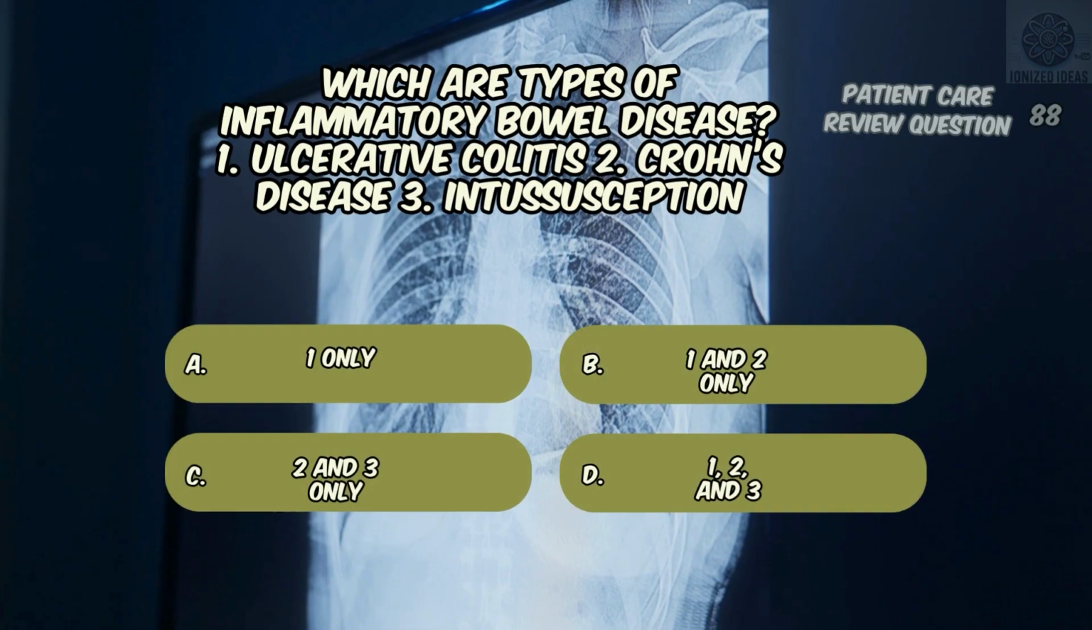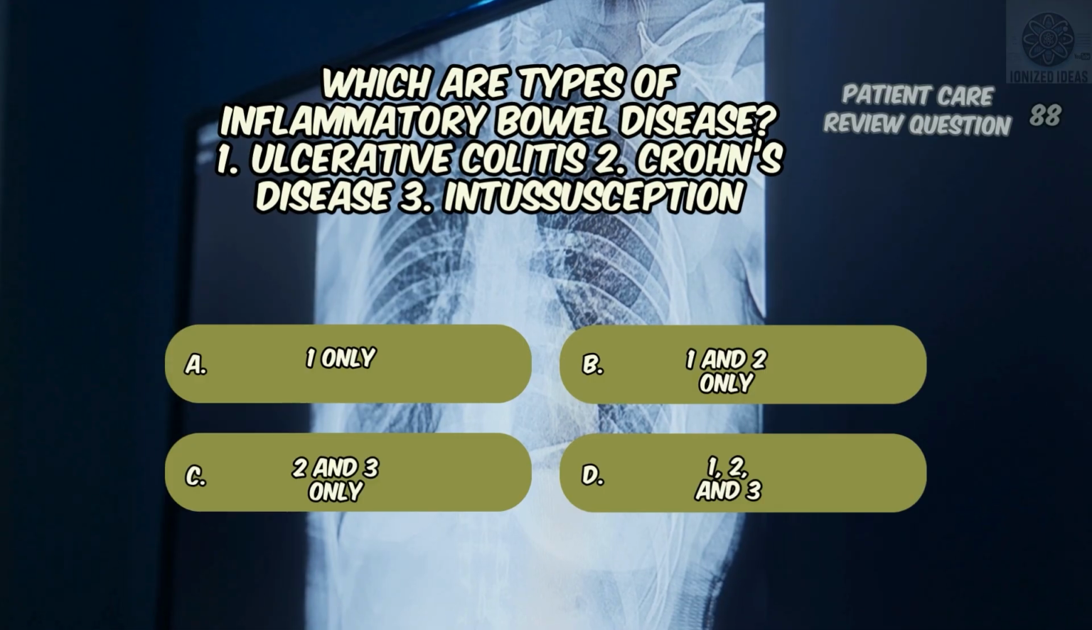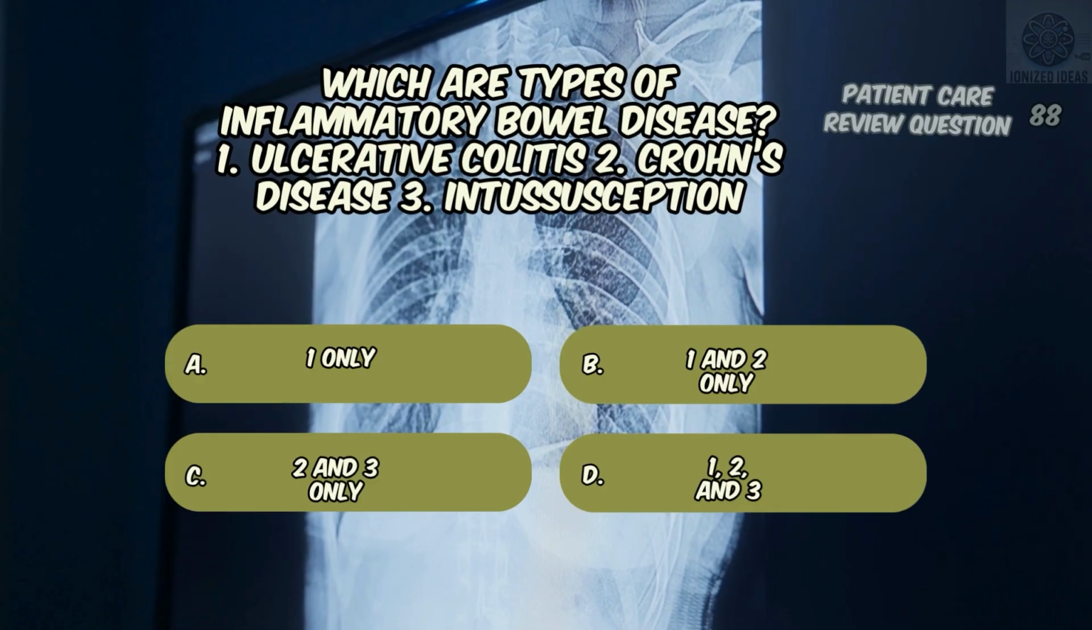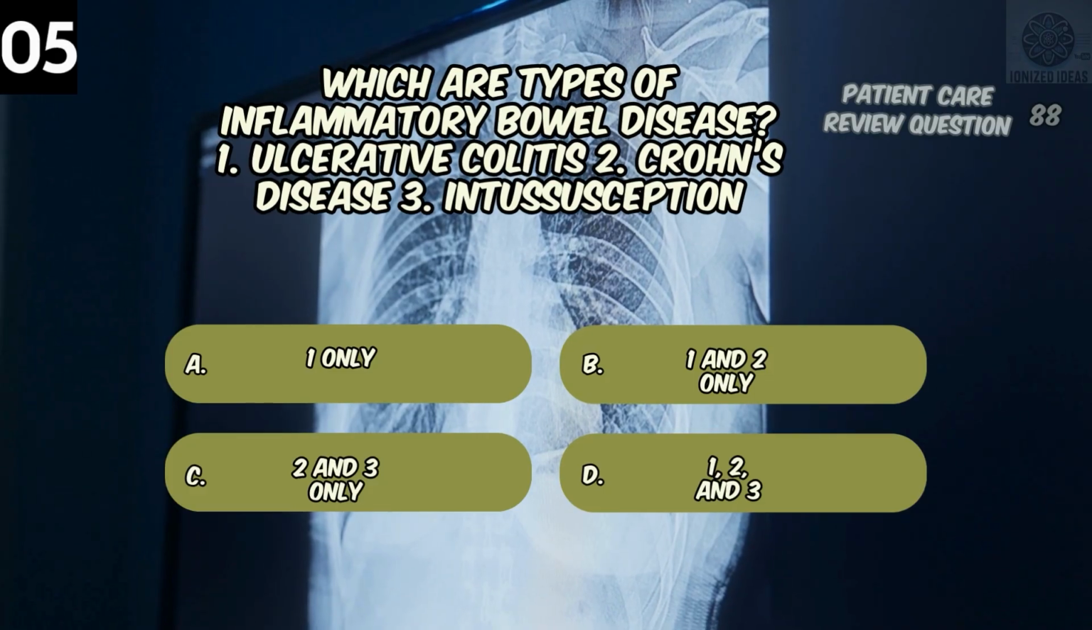Which are types of inflammatory bowel disease? 1. Ulcerative colitis. 2. Crohn's disease. 3. Intussusception. A. 1 only. B. 1 and 2 only. C. 2 and 3 only. D. 1, 2, and 3.